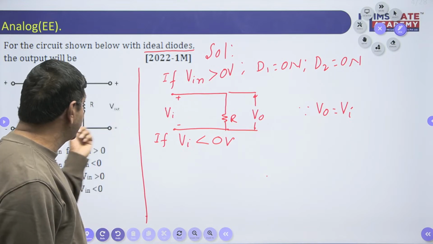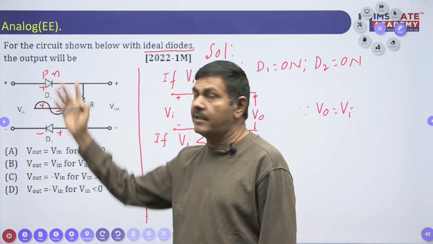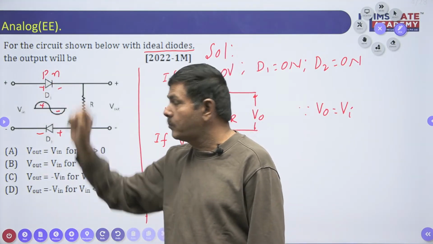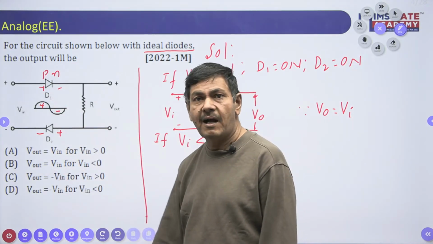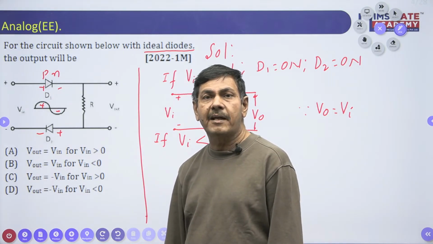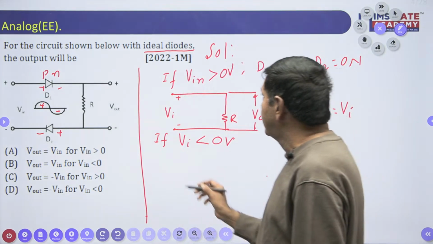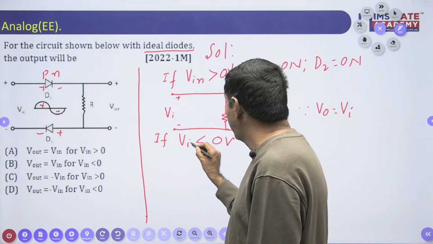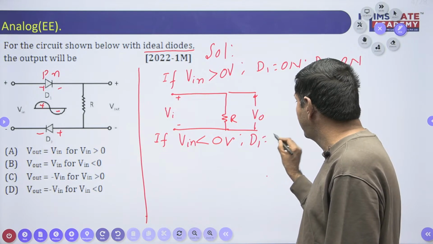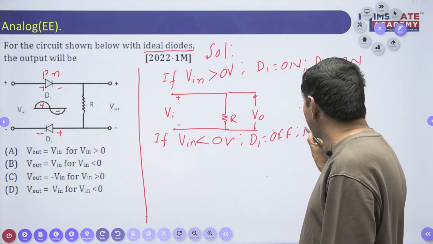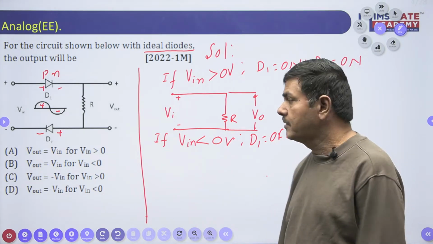When the input voltage is given a negative potential, both diodes will be reverse biased, because the P type is connected to the negative pulse. At that time D1 and D2 come to the off state. When diodes are reverse biased, they must be replaced by an open circuit. So if VI or Vin is less than 0 voltage, D1 is off and D2 is also off.